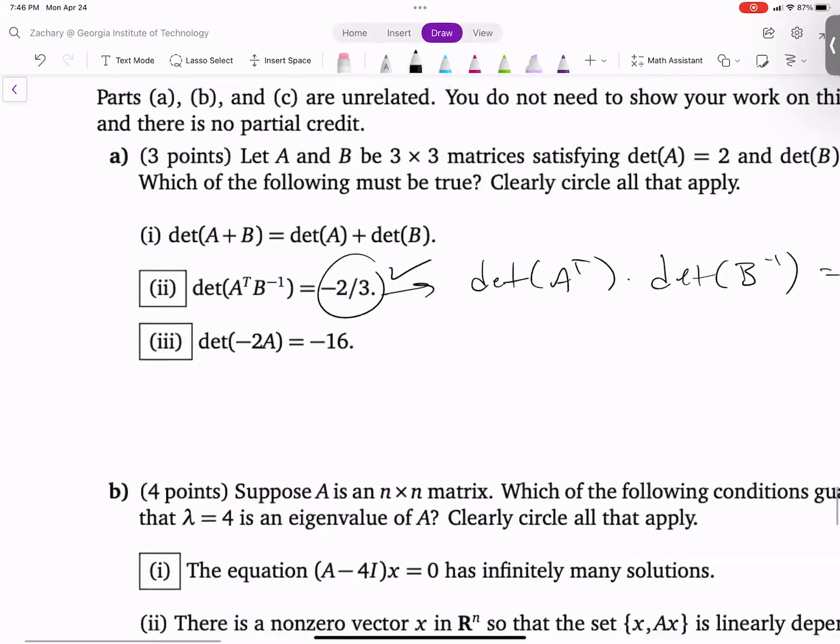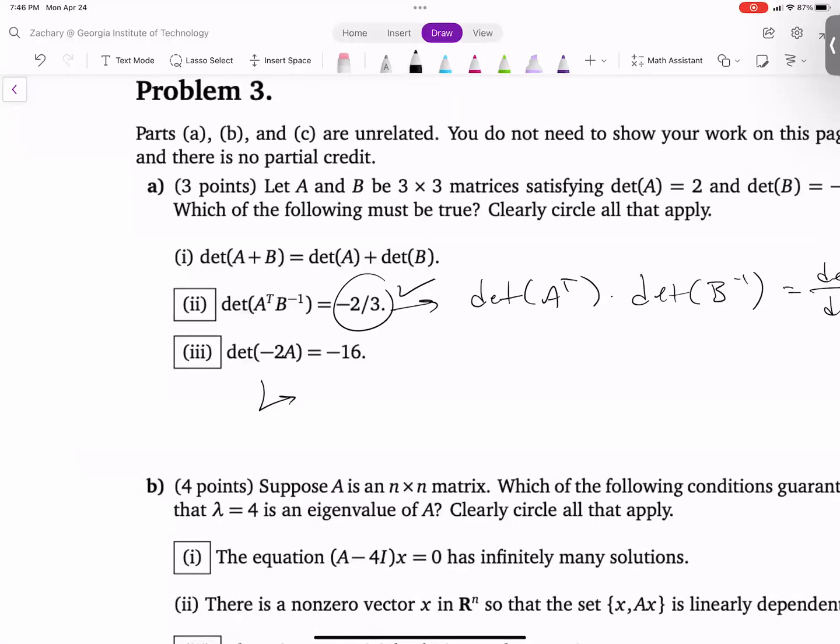The determinant of a constant times A is equal to the determinant of A times the constant raised to the n, which in this case is 3. So this gives me 2 times -8, which is -16. This is just applying determinant rules to solve for these numbers. Any questions on these kind of determinant rule questions?